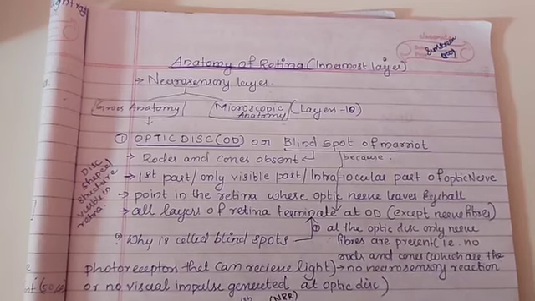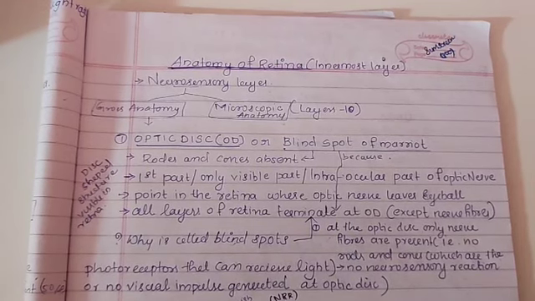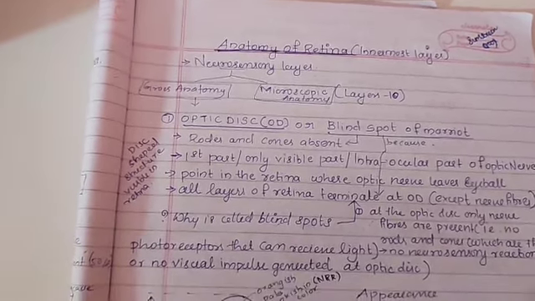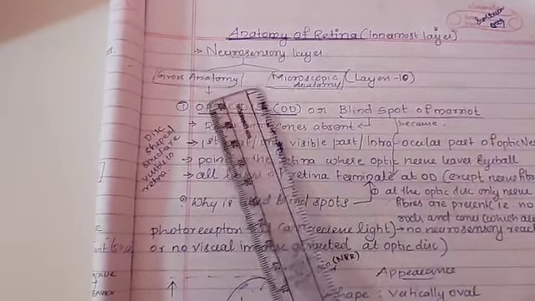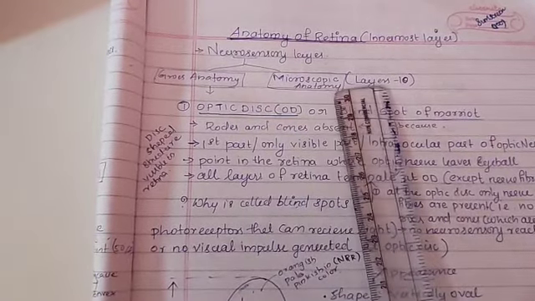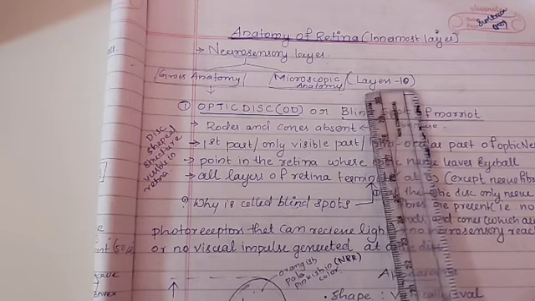This is the anatomy of the retina. The retina is the innermost layer and it is the neurosensory layer. It has a gross anatomy and also microscopic anatomy. Microscopic anatomy means it has layers, like 10 layers.